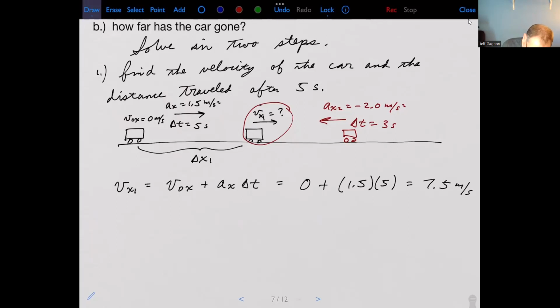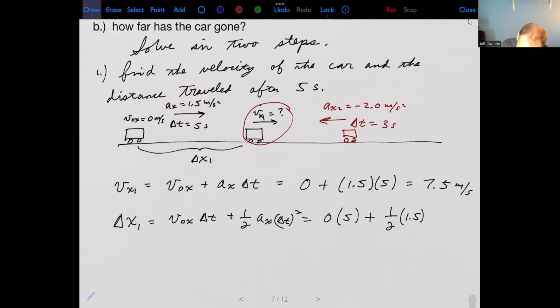And then to find that displacement, I can use this equation, right? V naught x times delta t plus 1/2 ax delta t squared. Because again, I have all the information. So this will be 0 times 5 plus 1/2 times 1.5 times 5 squared. And that turns out to be 18.75, right? Or let's say 18.8 meters. I'll just leave it as 18.75. We can round later if we need to. Okay, so that's after the first 5 seconds.